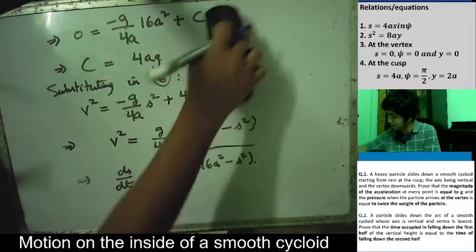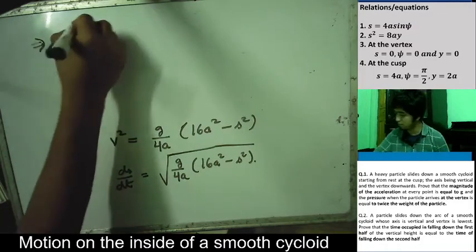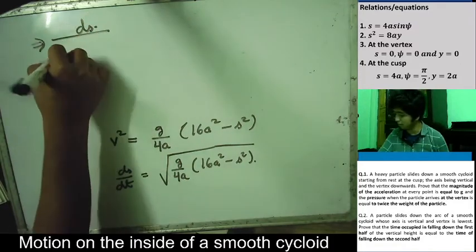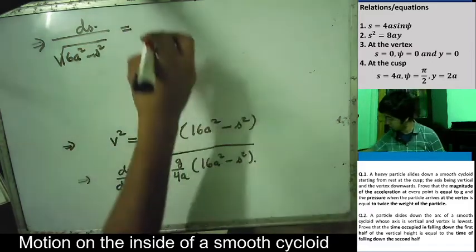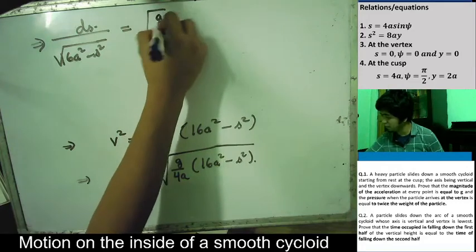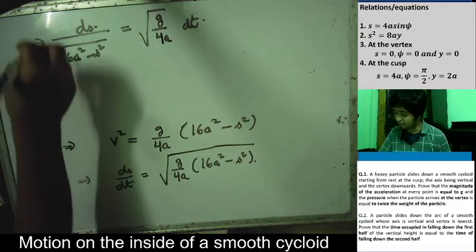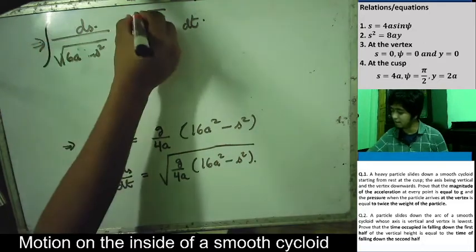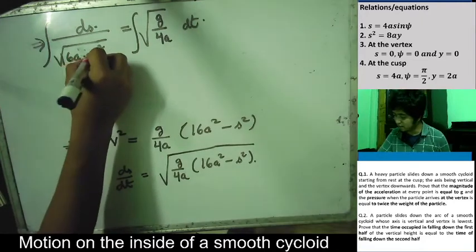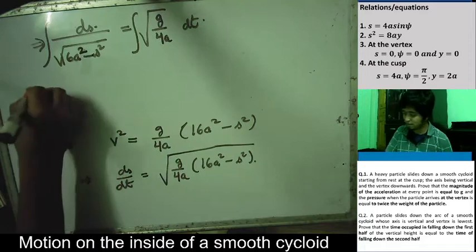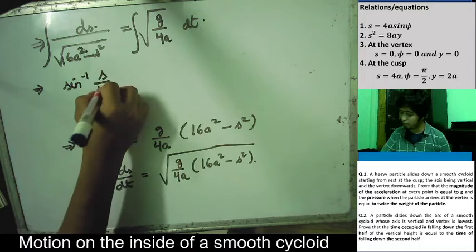Now let us separate the variables. We will have ds upon root of 16a square minus s square equal to root g upon 4a dt. Now we will have to integrate after separating the variables. The integration of this one is sine inverse s upon 4a.